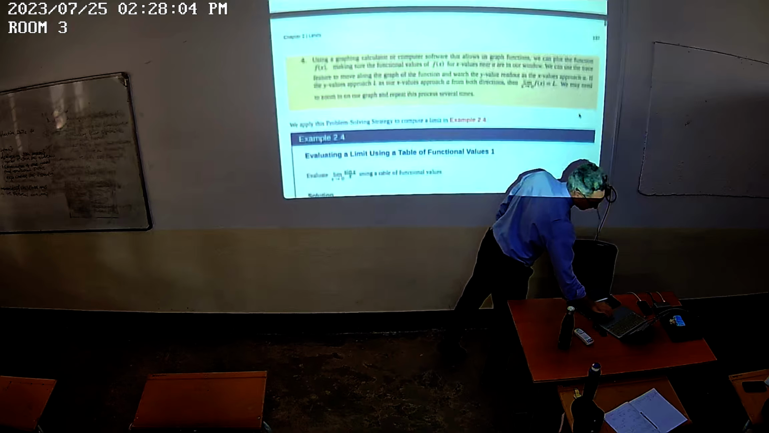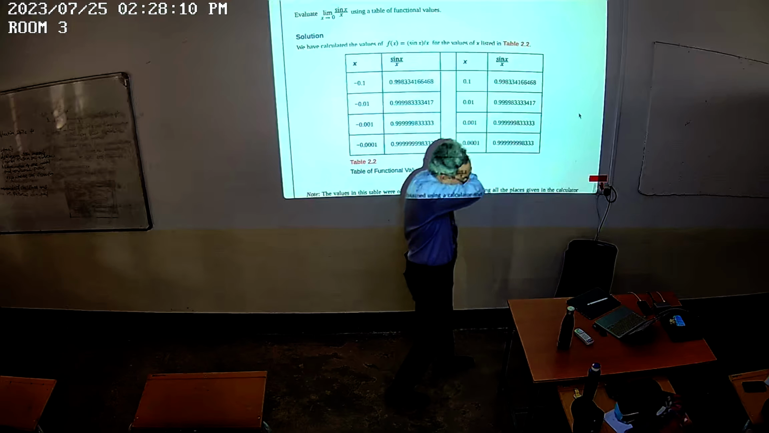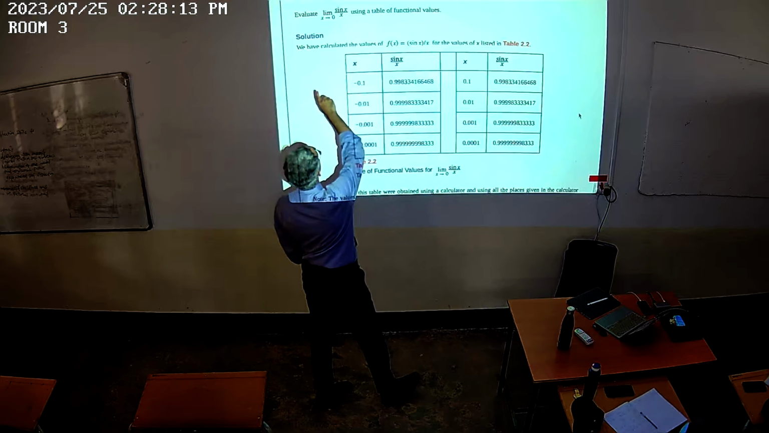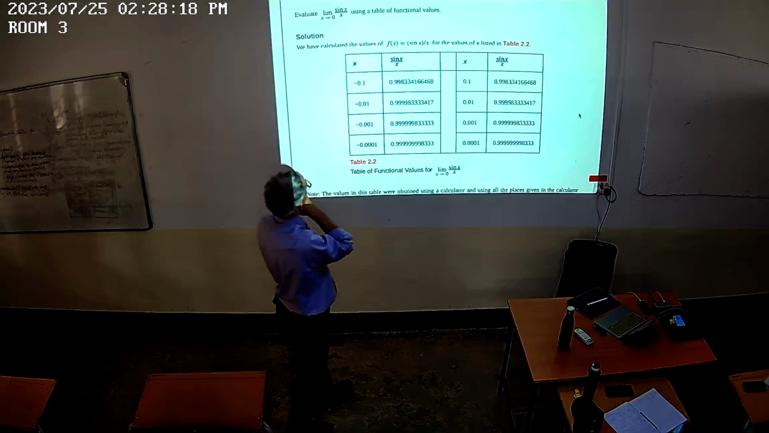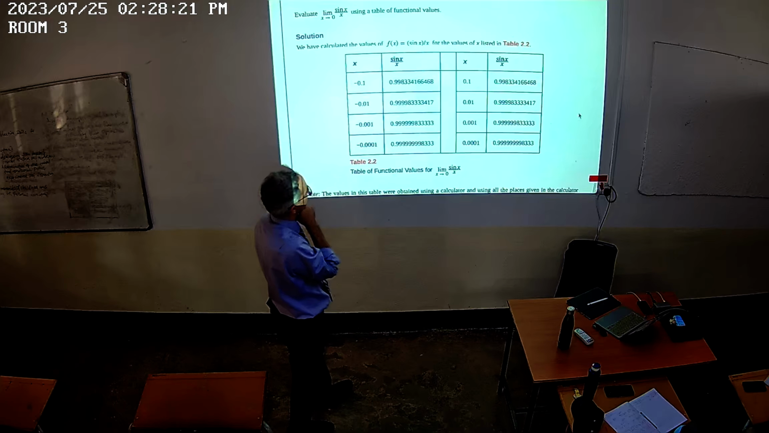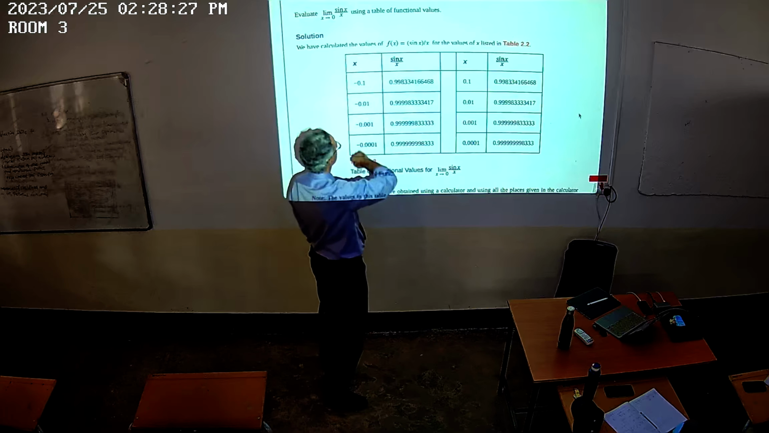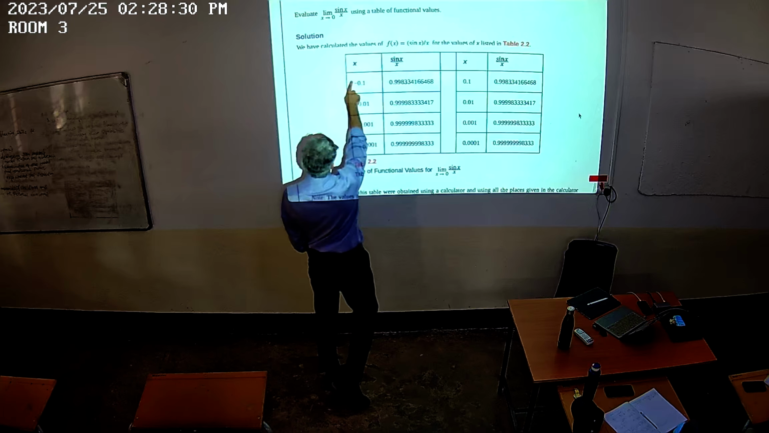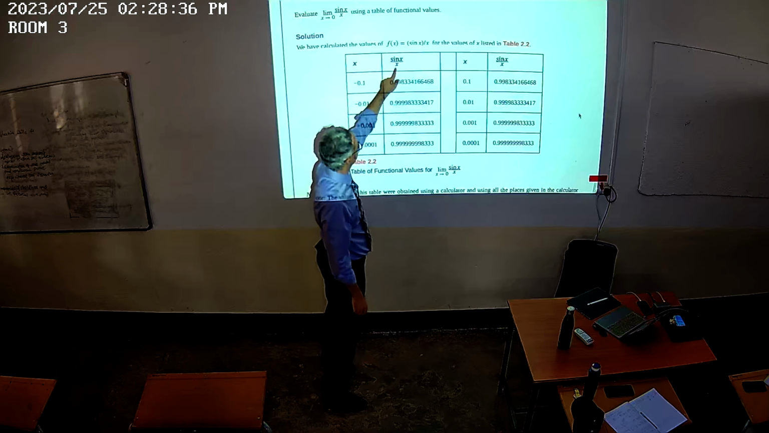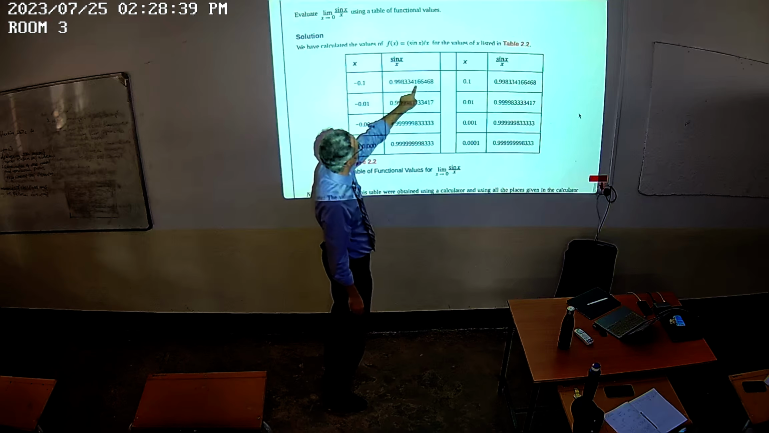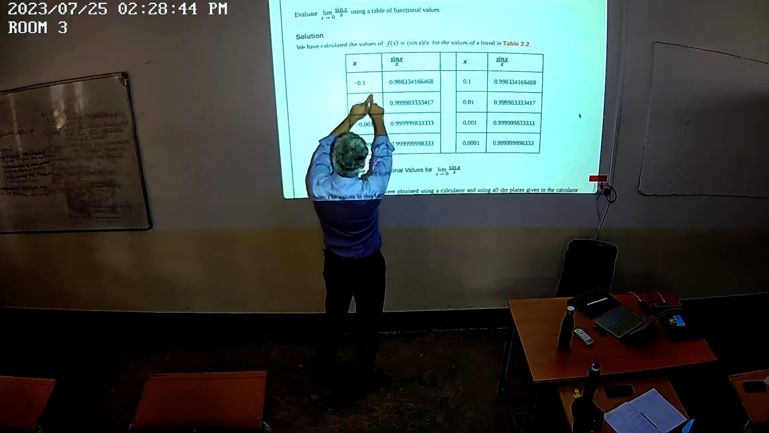So for example, here's a new function. The question is, evaluate the limit of sin of x over x as x approaches 0 using a table of functional values. Okay, sin of x over x. So if x is around 0, if I say 0 minus 0.1 is minus 0.1. So at minus 0.1, this function has a value of 0.9983416666.